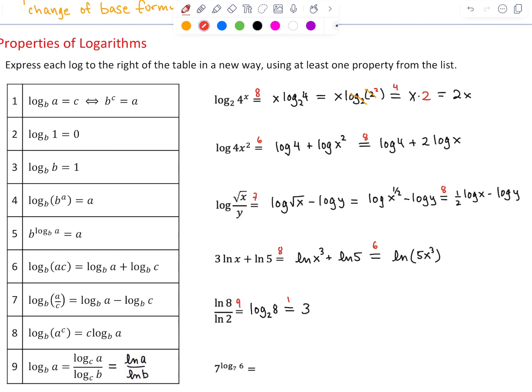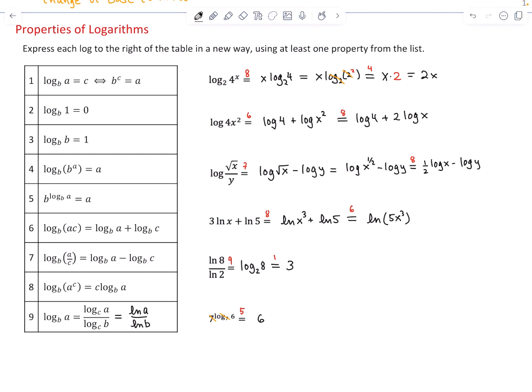And this last one, 7 raised to the log base 7 of 6. Notice that we have 7 raised to a logarithm, and that logarithm has the same base. This is where property 5 is going to apply. So 7 raised to the log base 7 cancel, giving us just a 6.